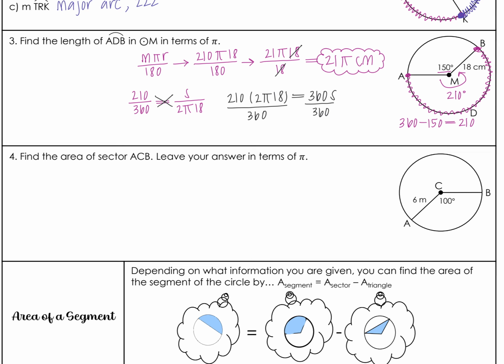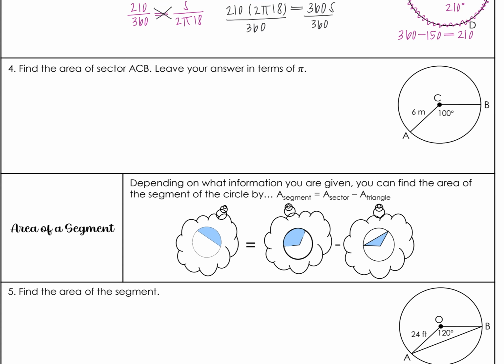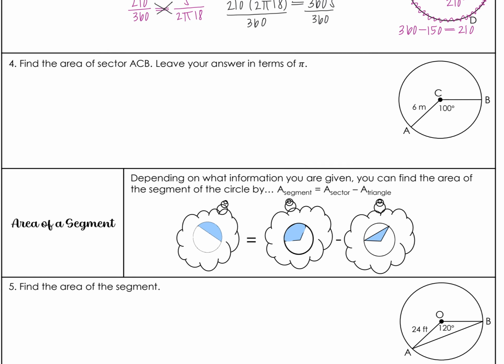All right, now let's move into the next one. We have number 4, find the area of my sector. And we are given that ACB, so that's going to be this sector here. ACB is this section. So we're going to find the area of this sector. And we know that my M is going to be that 100 degrees. So to clarify, let me write my formula.